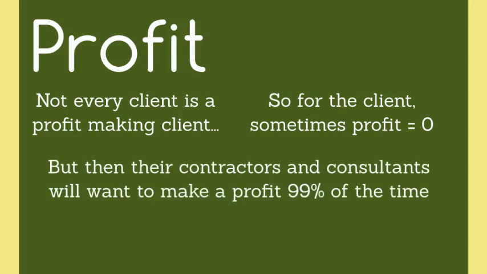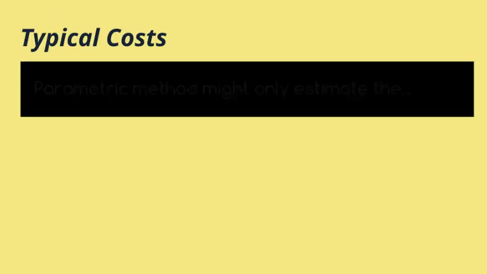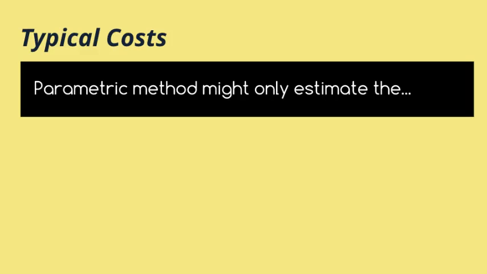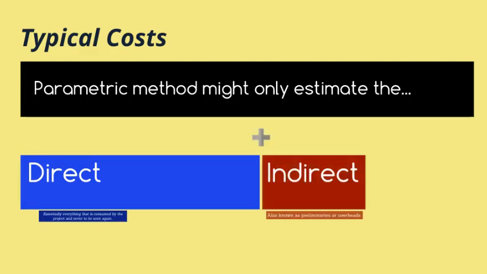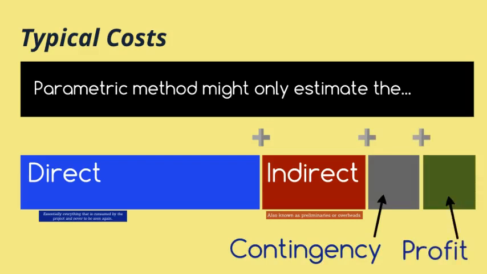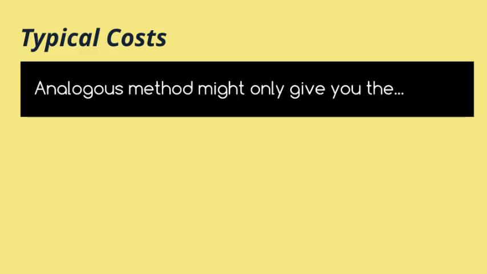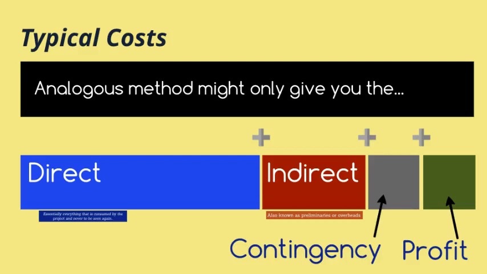So how are these four cost categories related to the two estimating methods? It's important just to make sure that those four categories are allowed for. Sometimes if a parametric method is used, it might only allow for the direct costs, and so you would have to add in the indirect costs, contingency, and profit on top in order to get the total. Alternatively, if the analogous method is used, it might have already allowed for the direct, indirect, and profit, but not the contingency, so you would need to add that item on top.